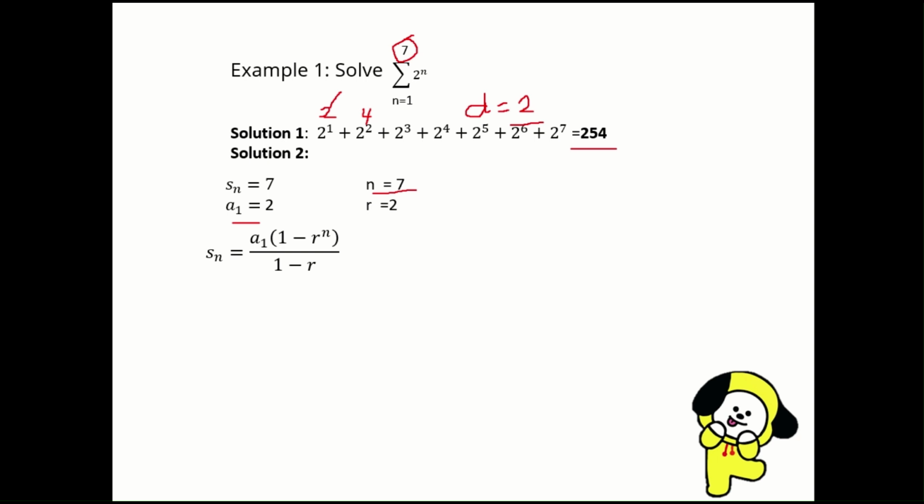I'm very sorry, we are now in geometric, therefore it should not be d and it should not be plus, it should be times. So the value should be r, and it should be 2 times 2, 4. 4 times 2 is 8. 8 times 2 is 16, and so on, and we get 254. As we do the formula, then substitute everything in your calculator, you get 254 as our final answer. That's for example number 1.